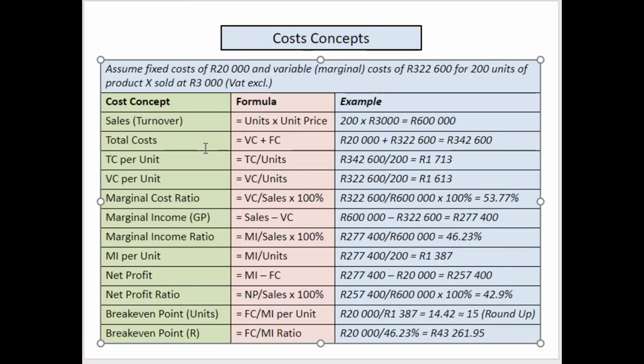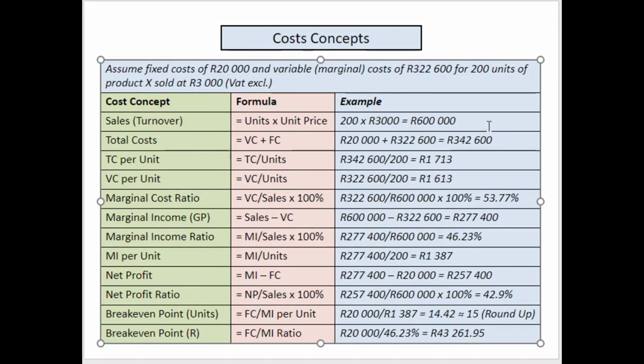Okay. So the formula says we take the number of units multiplied by the unit price. And there I do not mean the unit price of the cost price. I mean the unit sales price. Okay, so let's have a look here. So our units multiplied by a unit price of 3,000 Rand is 200, because it was given 200 units sold, you see, sales price at 3,000 gives me 600,000 Rand.